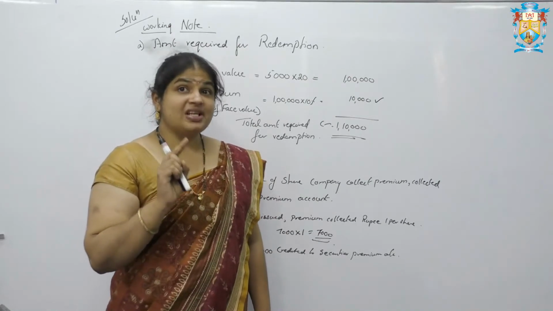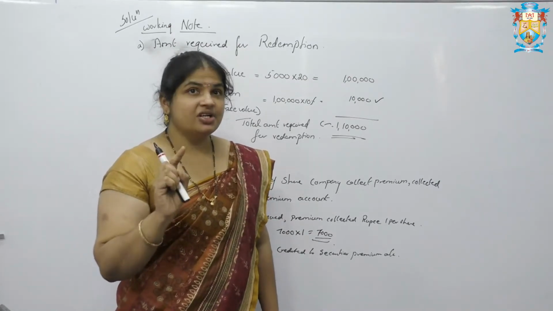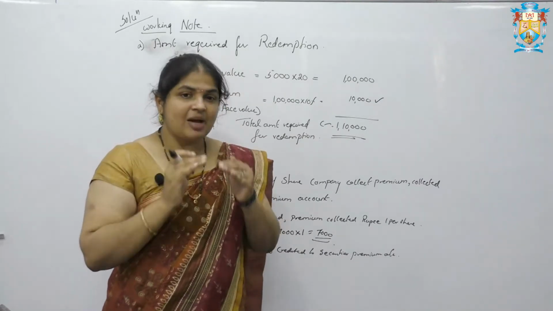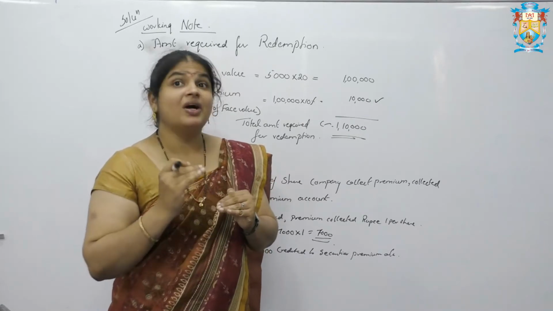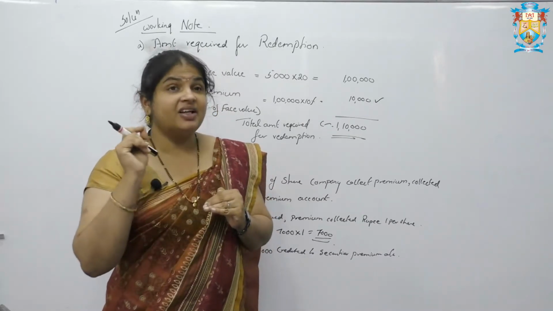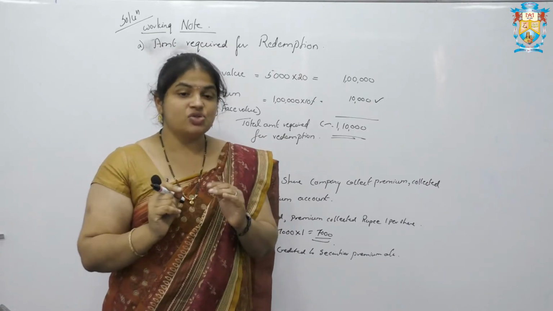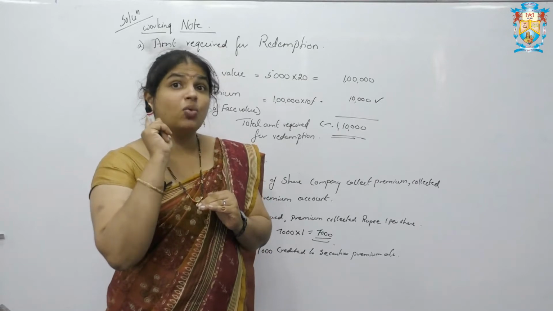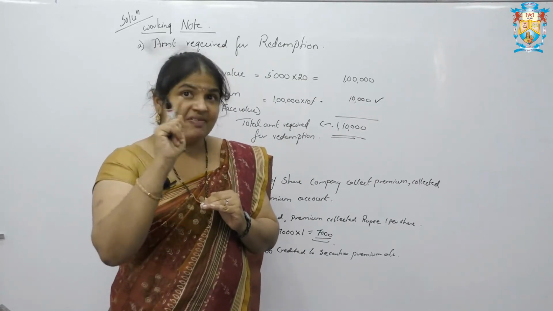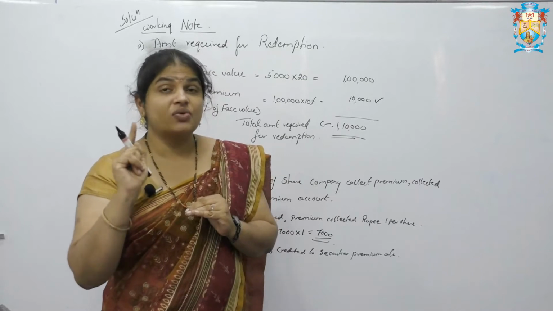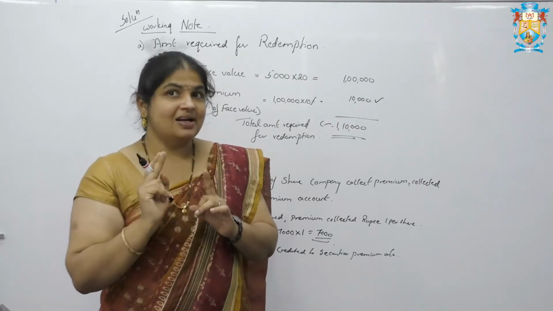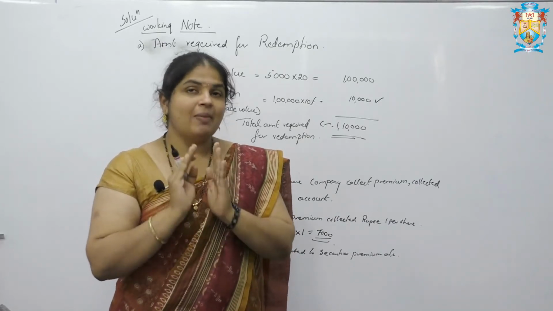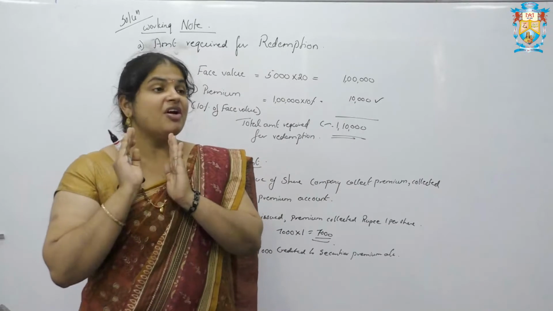PQR Limited issued 7,000 equity shares of rupees 10 each. That is nothing but 7,000 into 10, that is 70,000. At the time of fresh issue of shares, I am going to collect the money from the public, 70,000 as face value. Along with the face value, I am also going to collect the premium amount. That is nothing but I am going to collect 1 rupee from the public. So 7,000 into 1, that is 7,000 rupees as premium. As I said, premium amount can be utilized only for the purpose of premium. Face value amount can be utilized only for the purpose of face value.